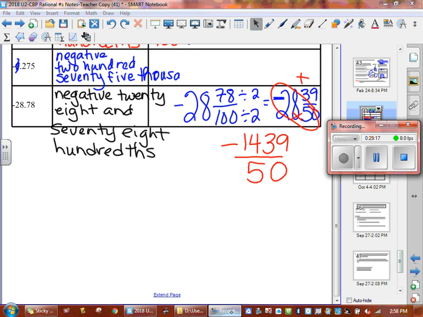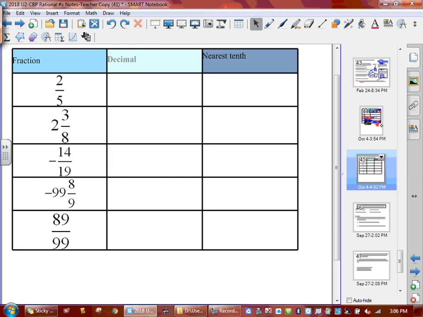So, decimal, we take the top divided by bottom. You should have got 0.4. It is a terminating decimal, which means there's no other digits. So if we want to round it, it doesn't change. It stays the same. Okay?